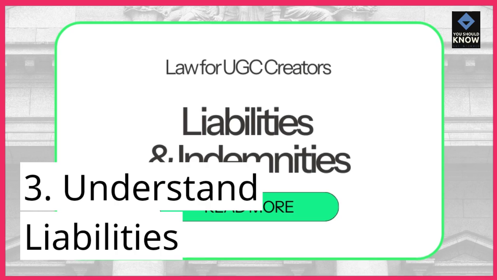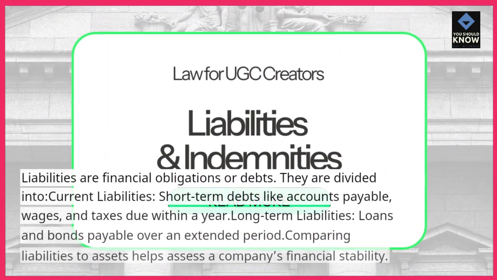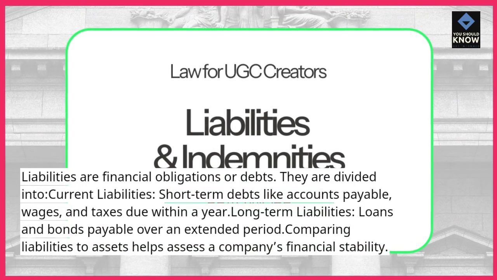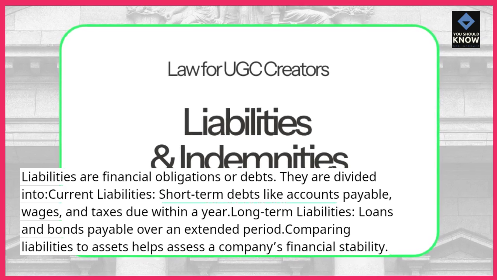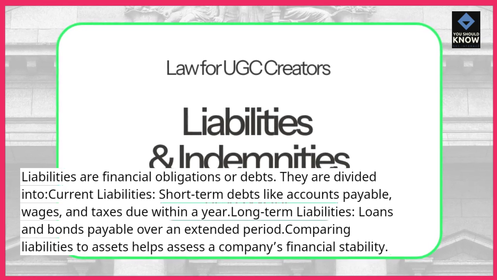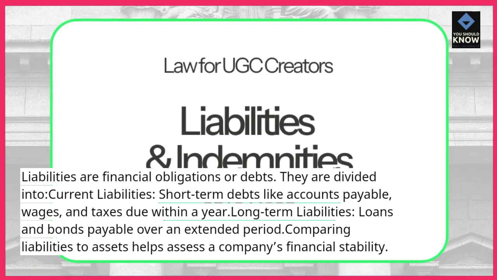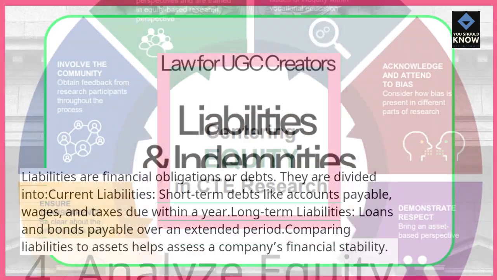3. Understand liabilities. Liabilities are financial obligations or debts. They are divided into current liabilities, short-term debts like accounts payable, wages, and taxes due within a year, and long-term liabilities, loans and bonds payable over an extended period. Comparing liabilities to assets helps assess a company's financial stability.